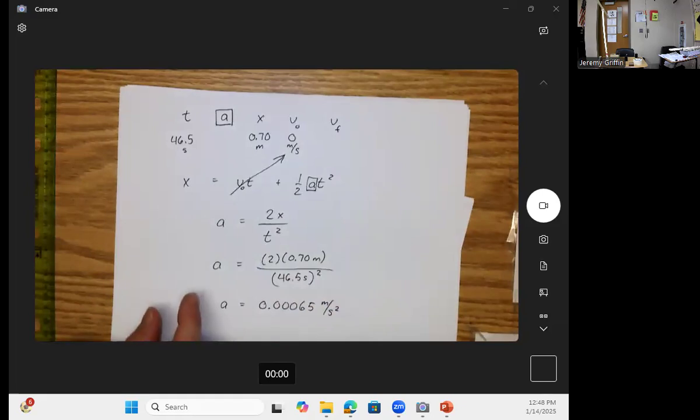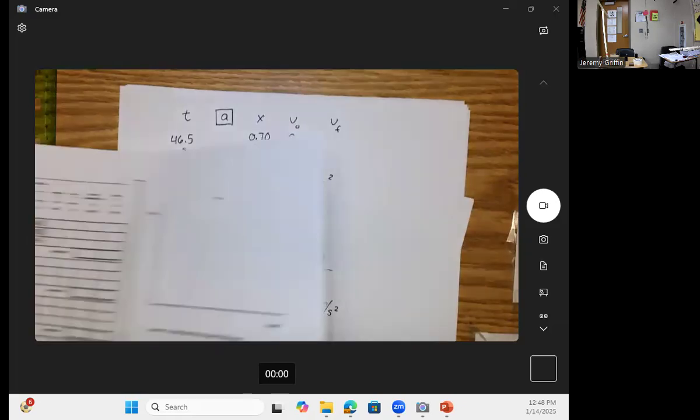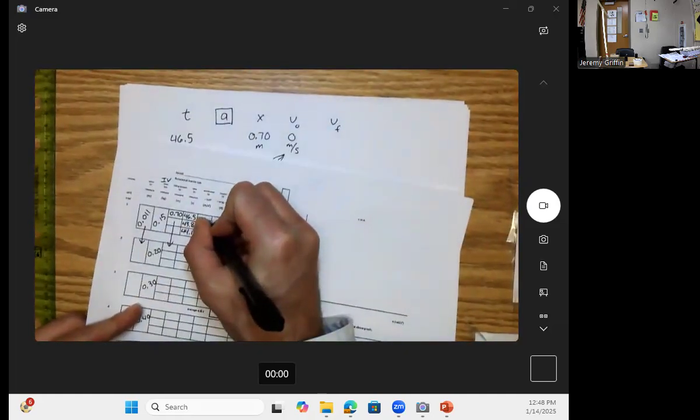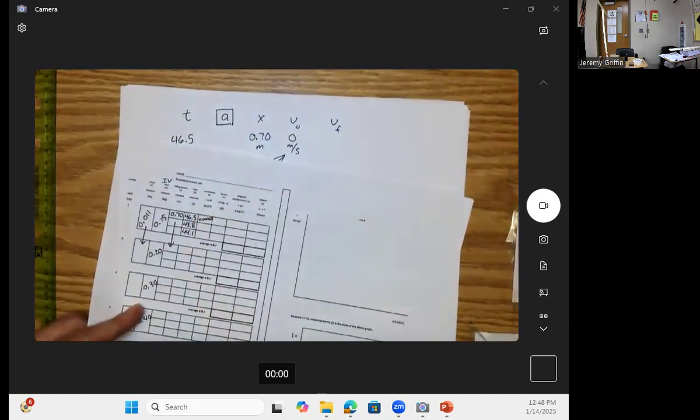I know Earth gravity is about 10 meters per second squared. I'm actually going to use 9.8 meters per second squared later. But it was nowhere near free fall. It was accelerating so slowly. Okay, I can believe that number. All right, let's pop that in right here. 0.00065 meters per second squared.